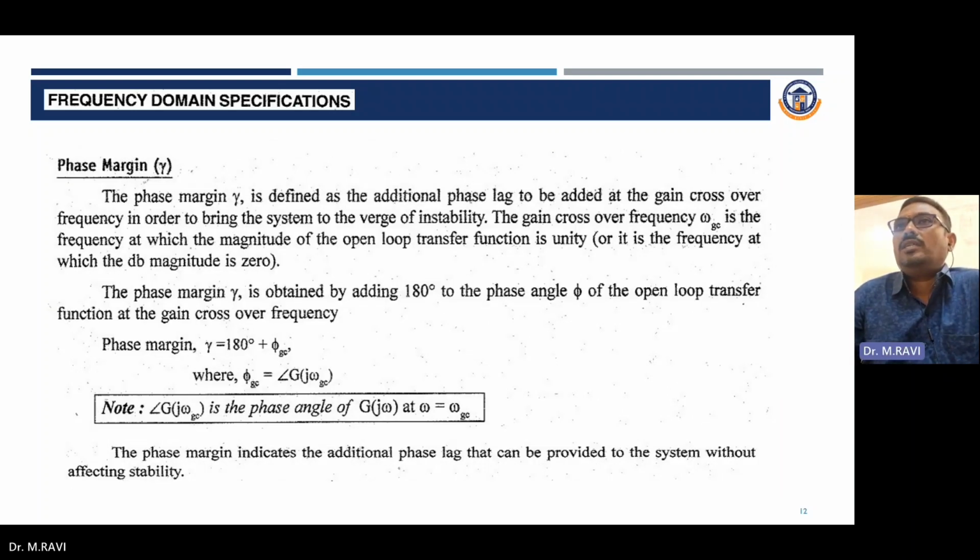Phase margin gamma is defined as the additional phase lag to be added at the gain crossover frequency in order to bring the system to the verge of instability. The gain crossover frequency ωgc is the frequency at which the magnitude of the open loop transfer function is unity, or the frequency at which the decibel magnitude is 0. The phase margin gamma is obtained by adding 180 degrees to the phase angle of the open loop transfer function at the gain crossover frequency. Gamma = 180 degrees + φ(gc).